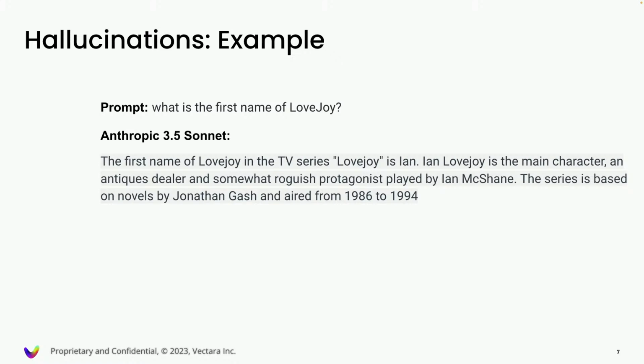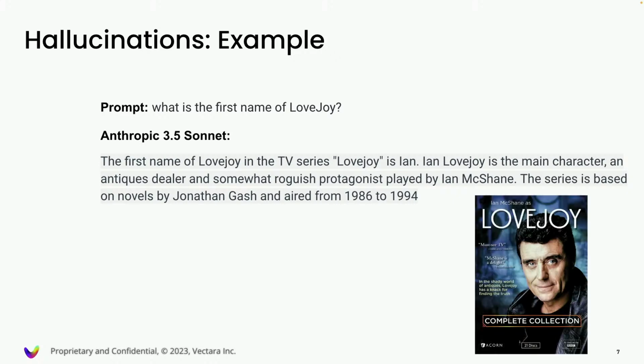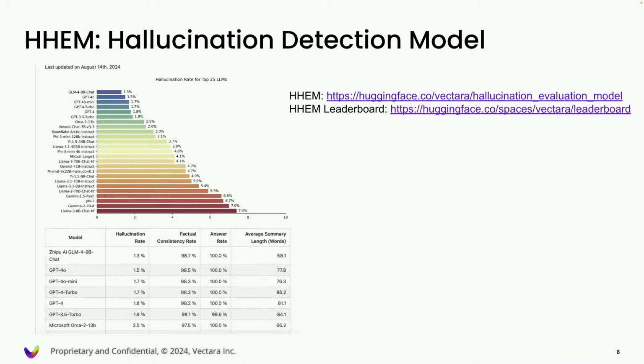There's a character named Lovejoy there, and it's like 6 seasons. So I've asked Anthropic, what's the first name of Lovejoy? And the answer was Ian, and that's wrong. Ian is the name of the actor, not the character. And in fact, there's no first name. It doesn't exist throughout the 6 seasons. So that's a show, but there's a lot of other examples.